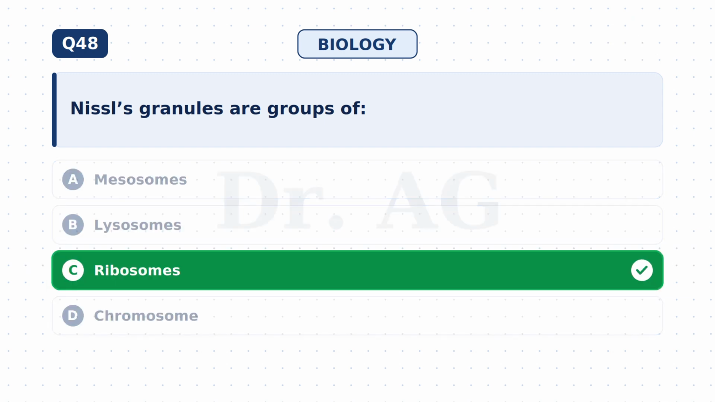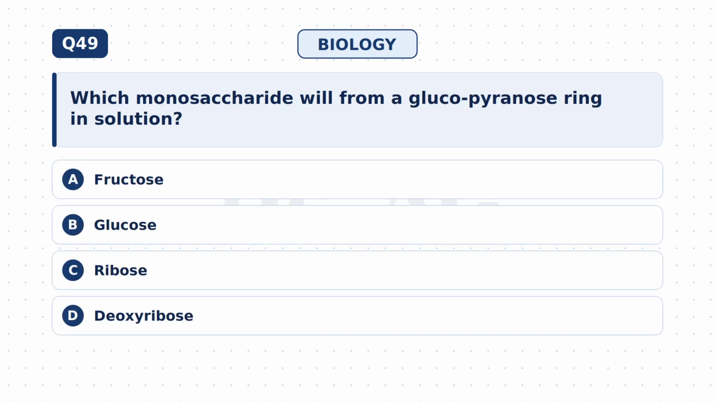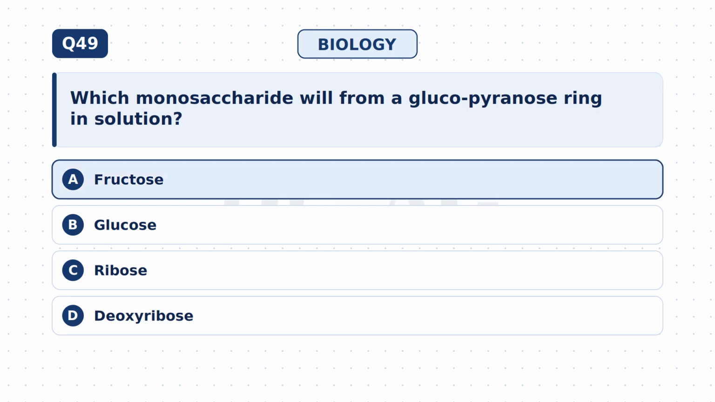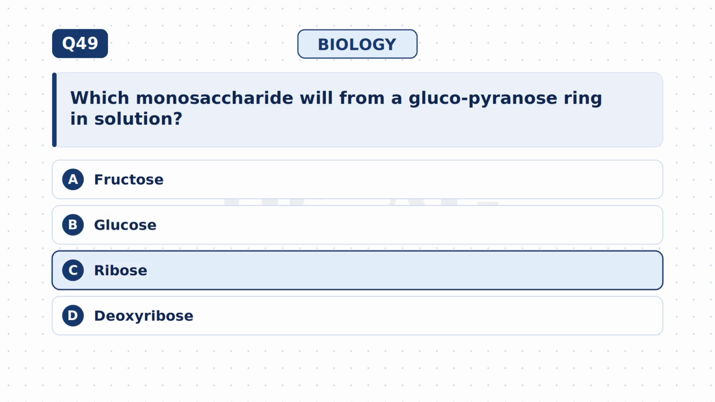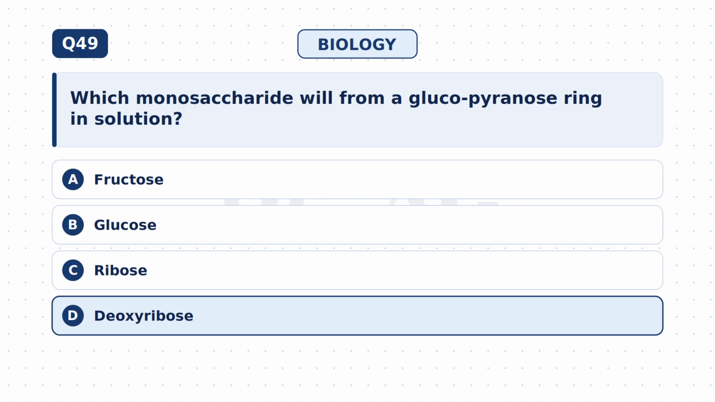The correct answer is C, ribosomes. Question 49. Which monosaccharide will form a glucopyranose ring in solution? Option A, fructose. Option B, glucose. Option C, ribose. Option D, deoxyribose.